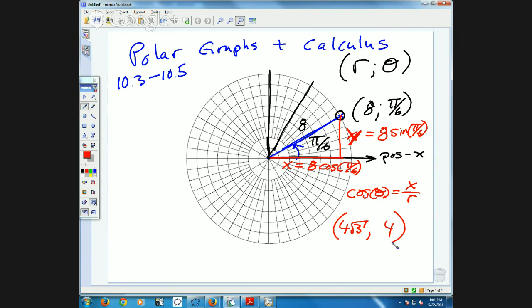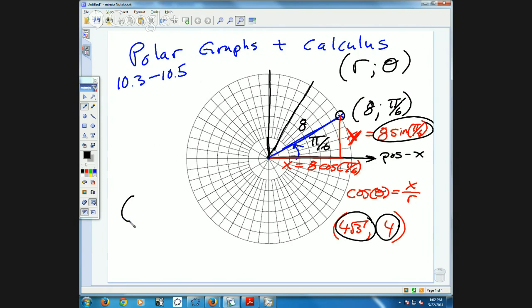Okay. Suppose I gave you a rectangular point, a different one. If I take 8 cosine of pi over 6, that gives me 4 square root of 3. And 8 sine of pi over 6 gives me 1/2 of 8, which is 4. All right, so let's suppose I give you a point in rectangular and I want to make it polar.